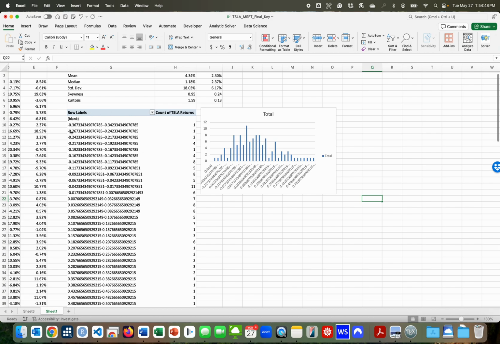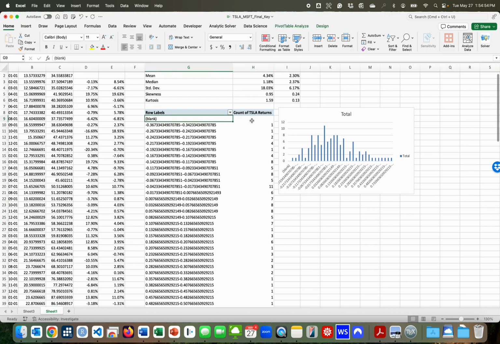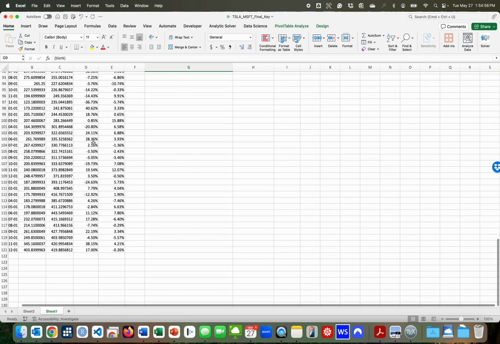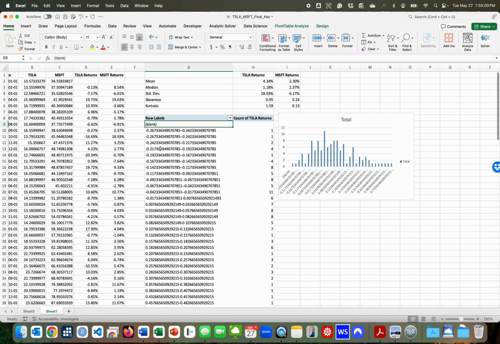So blank is showing up because we just highlighted the entire column and notice there are no values associated with blank. And it's going to pick up all these cells down here that don't have anything in them. So I want to clean this up just a little bit.